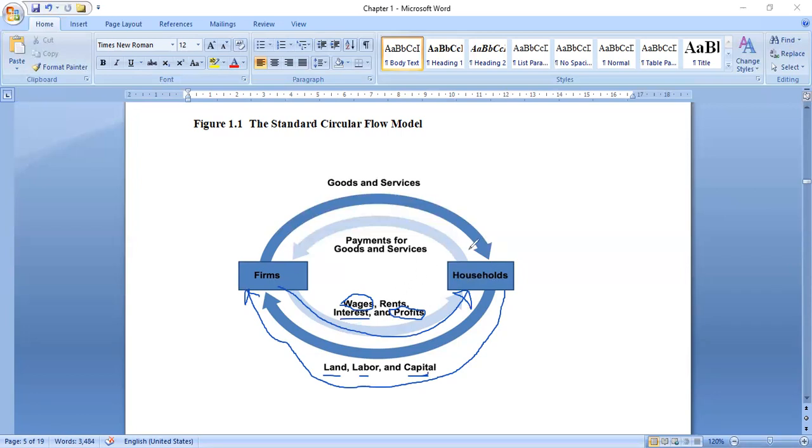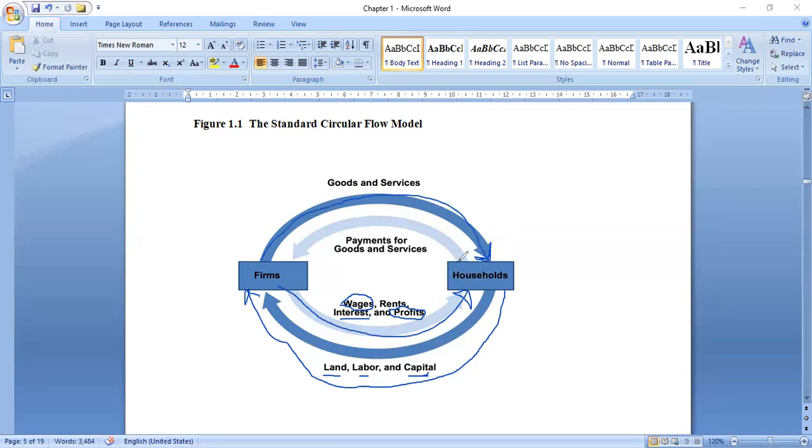And then also we have other arrows here. We are seeing that these business firms, of course, after the production process, produce the final goods and services, which they sell to these households or individuals. So this arrow shows that these firms are selling the final goods and services to these households or individuals.